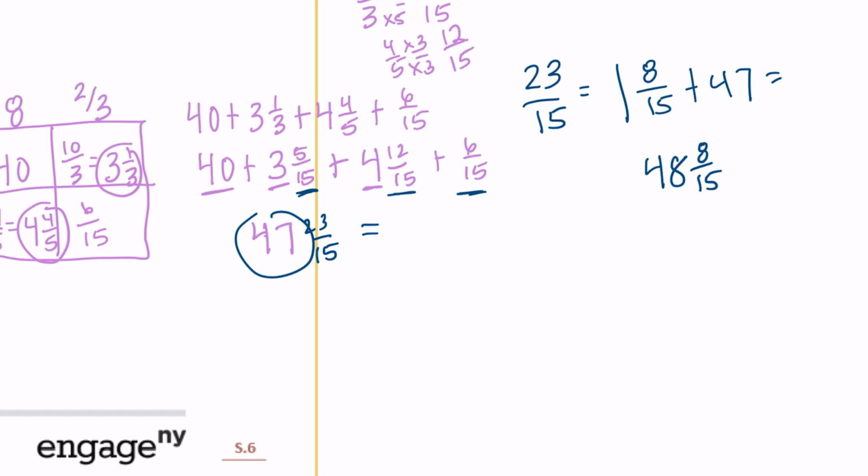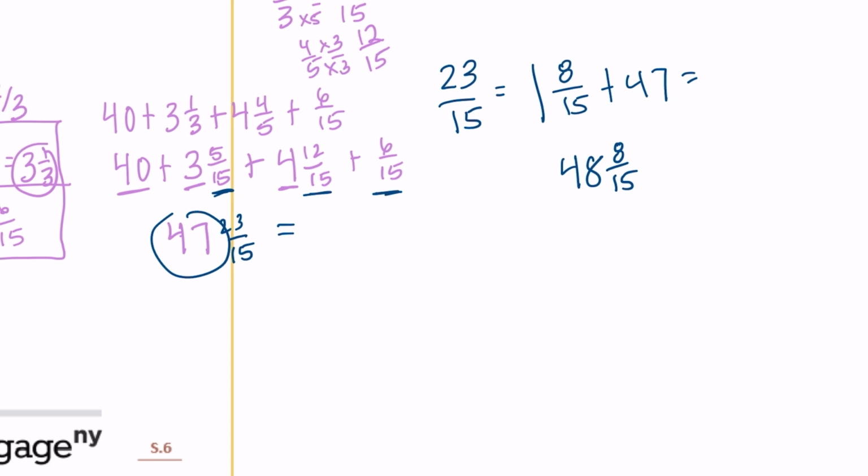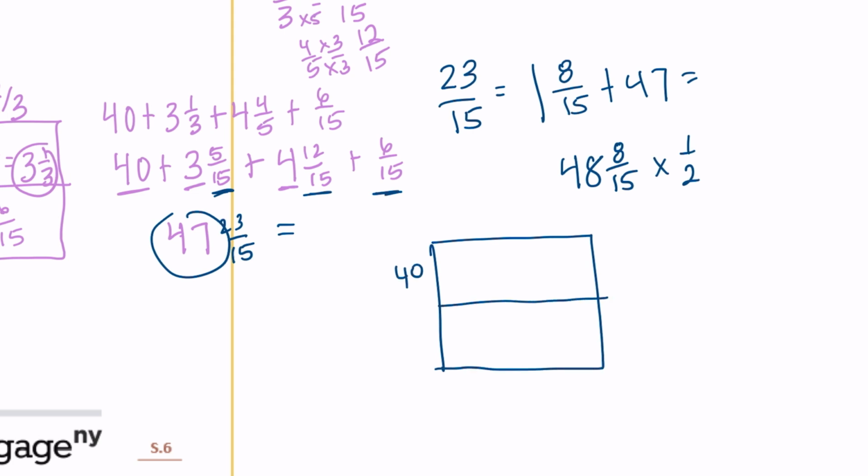Okay, so we're still not done because we need to either divide that by 2 or multiply it by 1/2. I think fractions are easier to multiply than divide, so I'm going to do 48 8/15 times 1/2. So I'm going to do another model here. So 48 times 1/2, or half of 48, is 24. 8/15 times 1/2 would be 8/30, and then I just have to add those together.